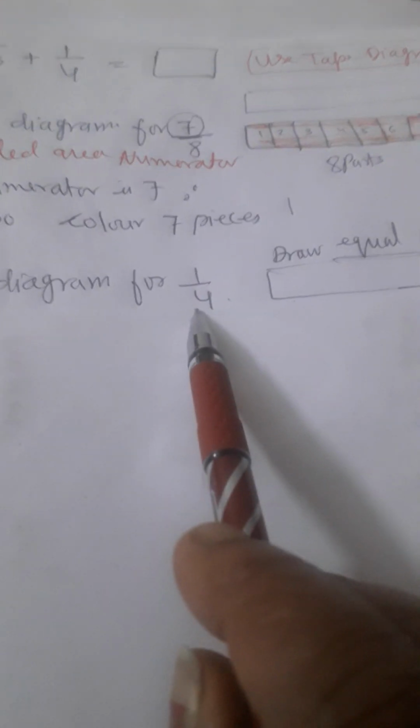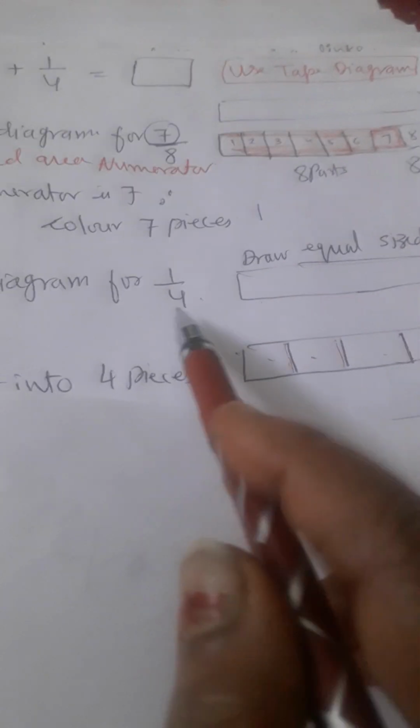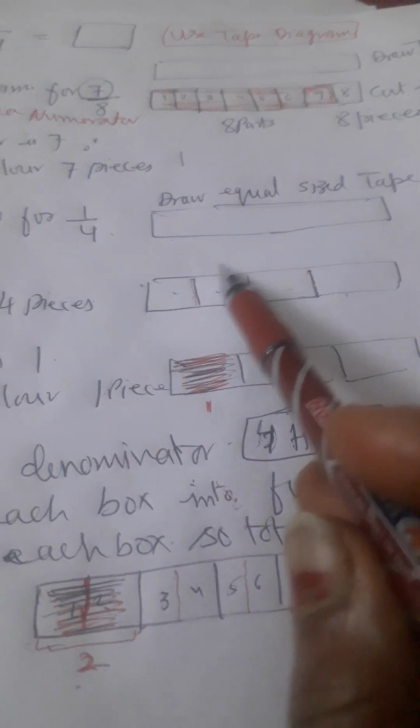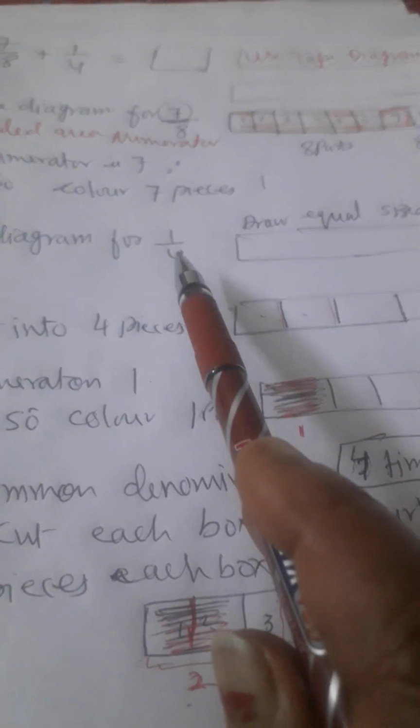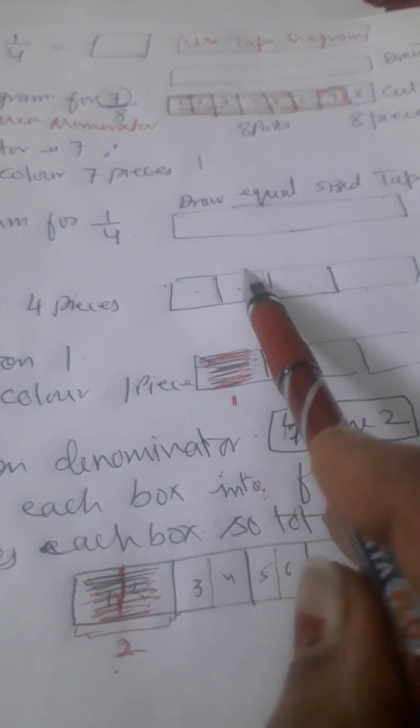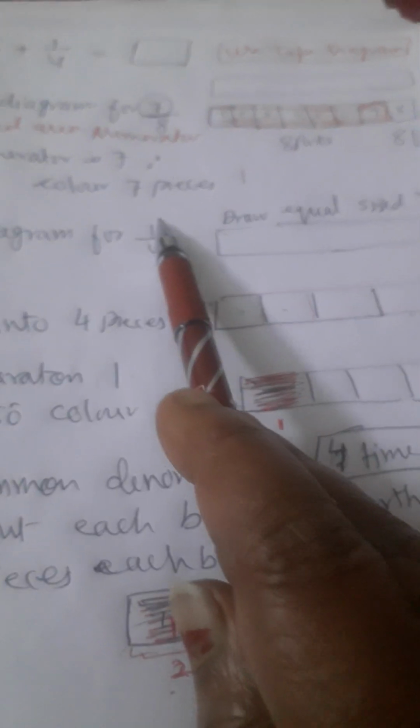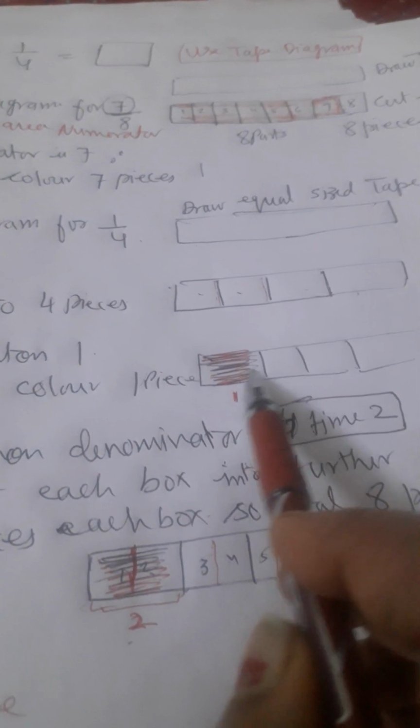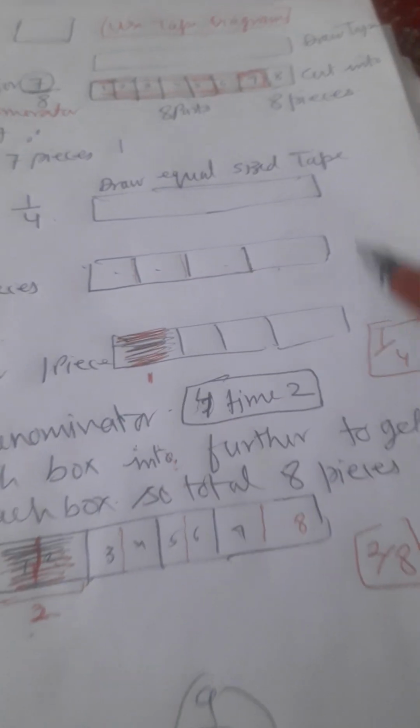So this is the tape diagram for 7/8. For 1/4, you do exactly the same, with an identical tape. The denominator is 4, so cut it into 4 segments. The numerator is 1, so shade only 1. Here I shaded 1. Now, oh my god, here are 8 segments and here are 4 segments.